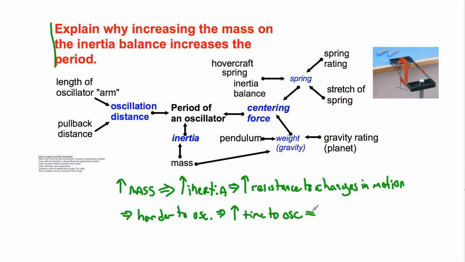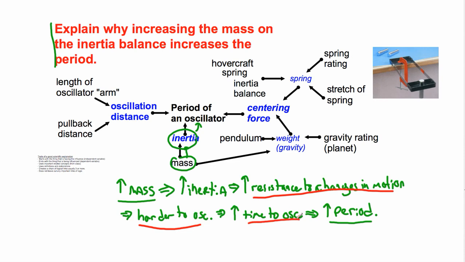And of course, that is the definition of period. So it will mean more period or longer period. There is an explanation for why mass, the independent variable, affects period, the dependent variable. More mass means more inertia, which means a longer period. But then we also have these elaboration and definitional steps or links in our logical chain.